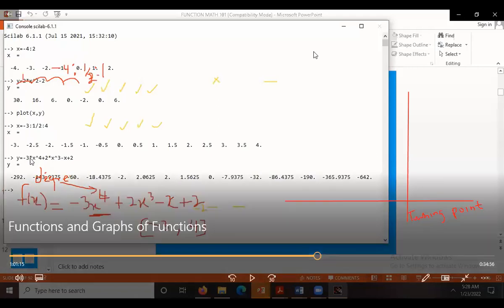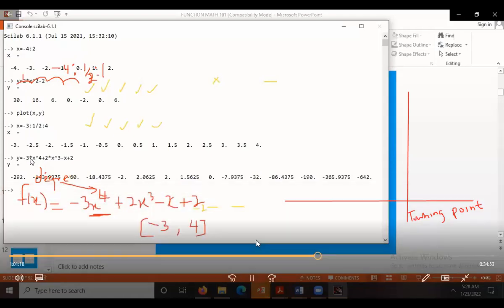Okay, let's continue. It's computed the values of y. Then I want to plot the function, so I'm going to use the same command. Let me clean this side.